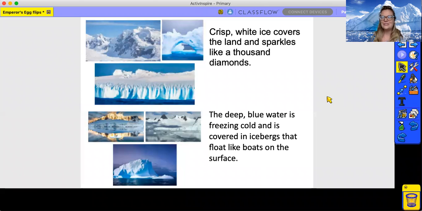Okay, Year 2. So in school, normally we would have some sort of shared writing where we can share our ideas and put them up on the board. Unfortunately, we can't do that this time. So here's a couple of my ideas that I think you might like to help you. Crisp white ice covers the land and sparkles like 1,000 diamonds. Tell your adult now, what words are adjectives or noun phrases, and what phrase is the simile?